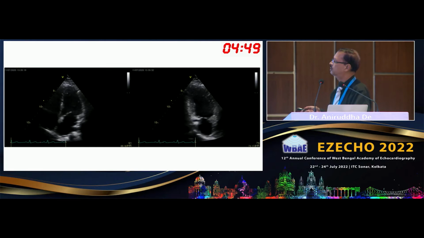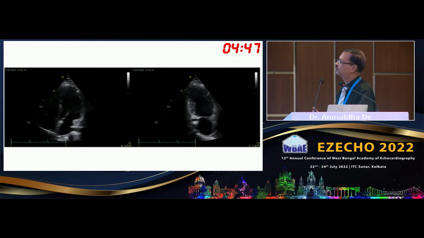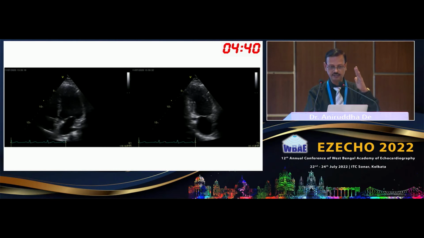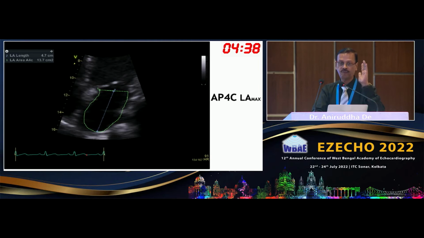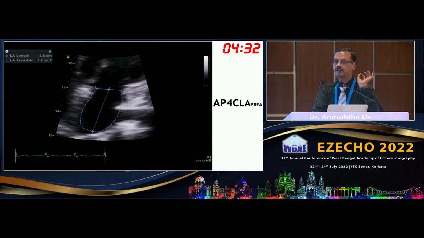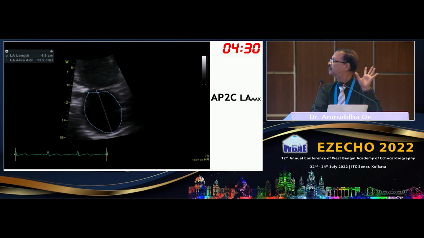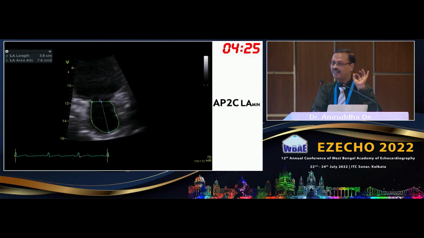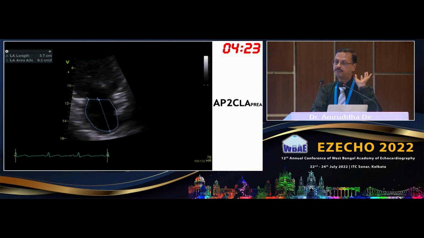So this is a patient with a normal LA size, everything looks normal, both in the 4 chamber and the 2 chamber views. If I plot this patient in the apical 4 chamber view, there is the LA max, there is the LA min, and this is the LA pre-A. These 3 I took. And this is the 2 chamber LA max, LA min, and LA pre-A.